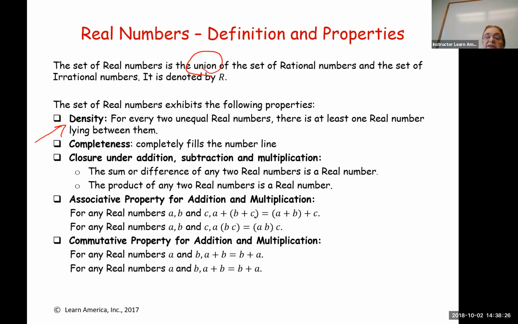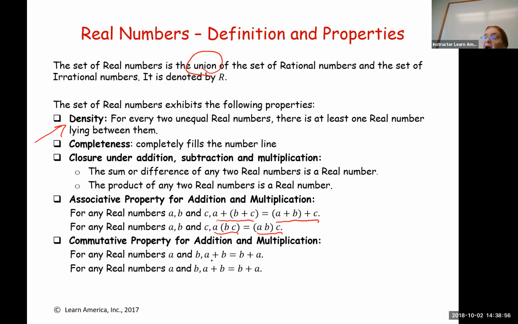We also have an associative or grouping property under addition and multiplication, just as we did for the rationals. So if we group this A plus B plus C by grouping the second pair first, it's going to give us the same result as grouping the first pair. And then also in multiplication, the same thing holds. If we group B and C together, A multiplied by the result of B and C is the same as first multiplying A by B and then multiplying it by C.